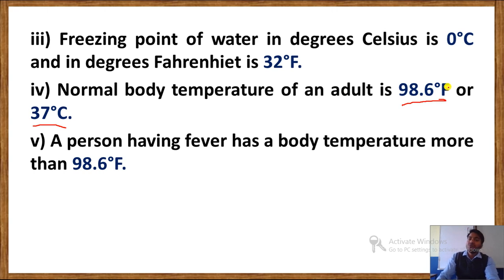And 98.6 degree Fahrenheit if we talk about Fahrenheit scale. A person having fever has a body temperature more than 98.6 degree Fahrenheit, because you know very well normal body temperature is 98.6 degree Fahrenheit on the Fahrenheit scale. If more than that, that means the person has fever. Understood?